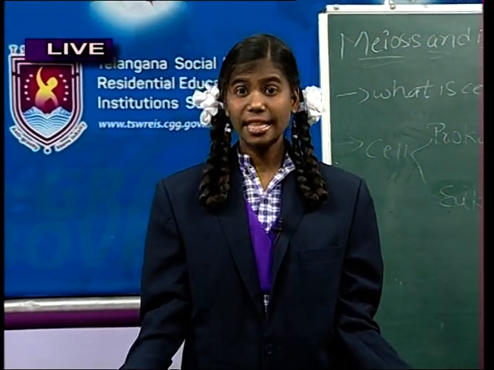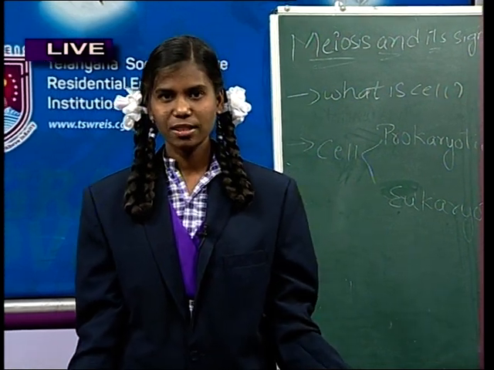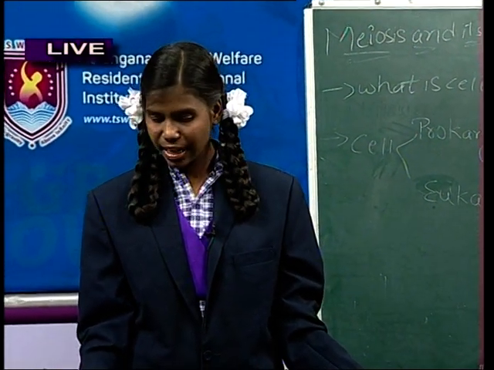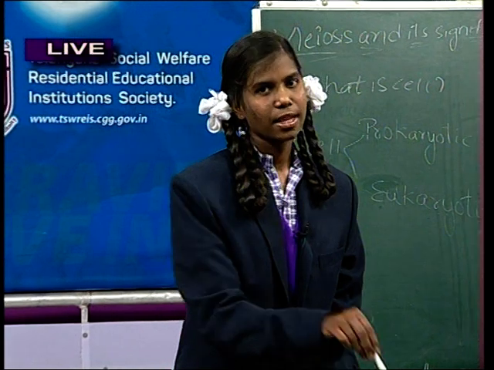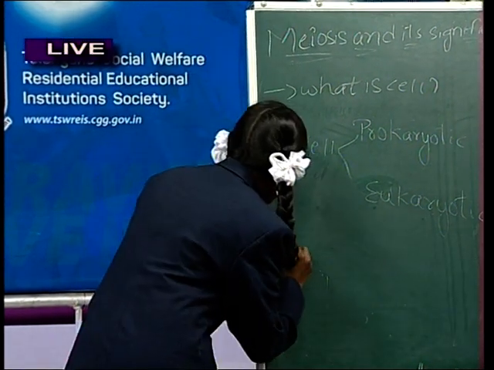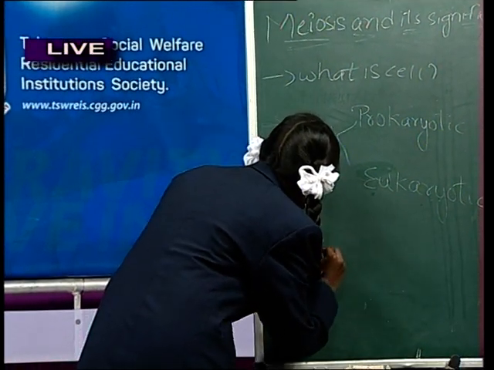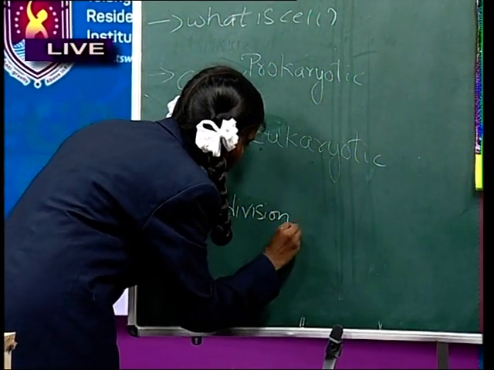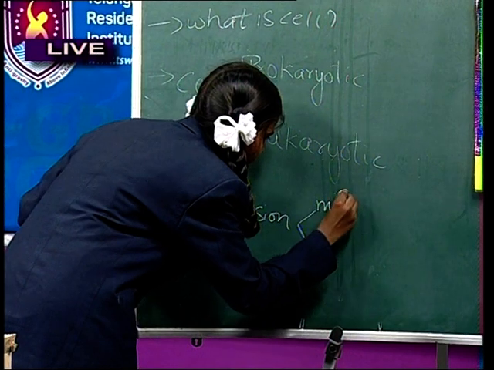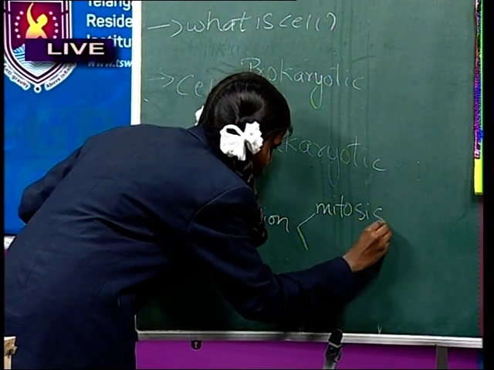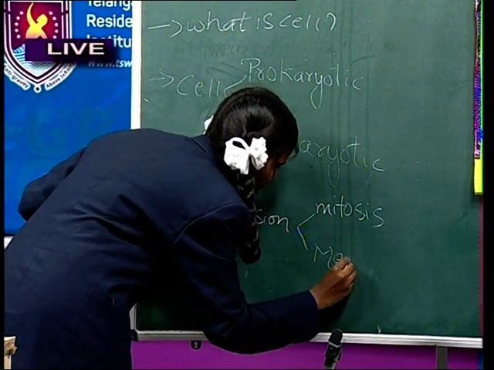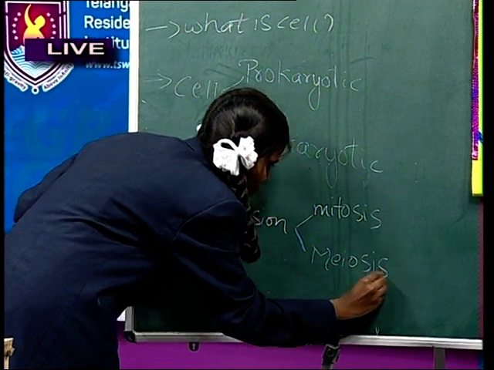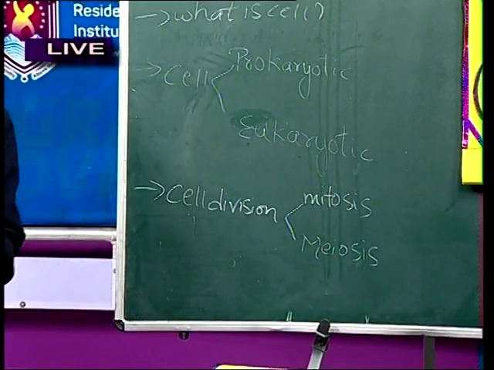So this cell division is of two types. Friends, see here, the cell division is of two types. They are mitosis and meiosis. What is mitosis and meiosis? Do you know anything about mitosis and meiosis?